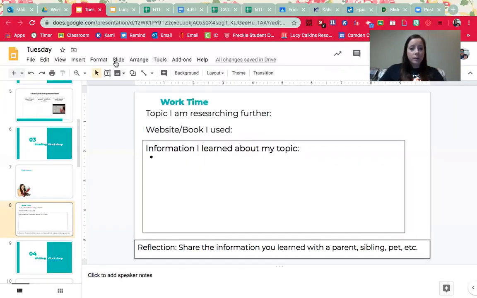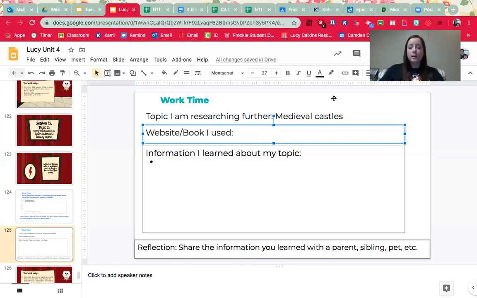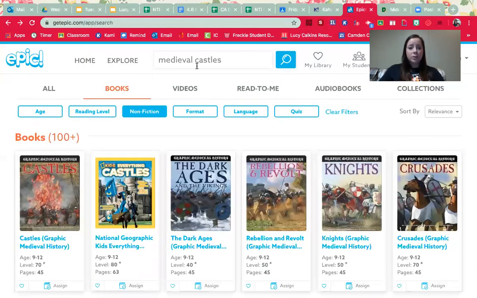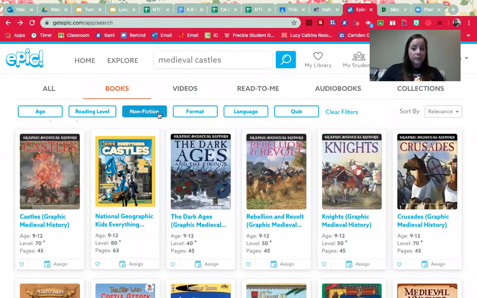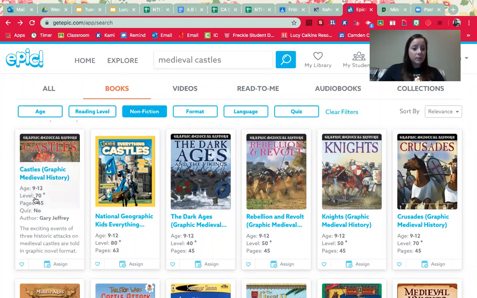Hold on, you guys, medieval castles. Did I write that right? Yes. And so I searched in medieval castles and I made sure that I was searching for nonfiction. So I made sure to click on nonfiction here. And then the first thing here is this book right here. It looks very nonfiction. I mean, obviously it is because I searched for that. But it says castles, and then it says age 9 to 12, level 70, 45 pages. So that seems like something I could use today.